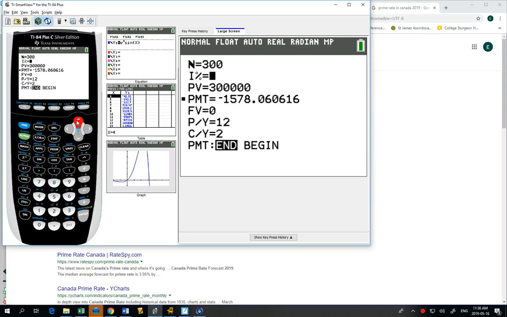So we can go up here and say 300 times 1578.06. Wow. That $300,000 house is going to end up costing you, did I do that right? Did I type in a number wrong? Let's check it again. 300 times 1578.06. Yes. You're going to spend an extra $170,000 to the bank for your house.